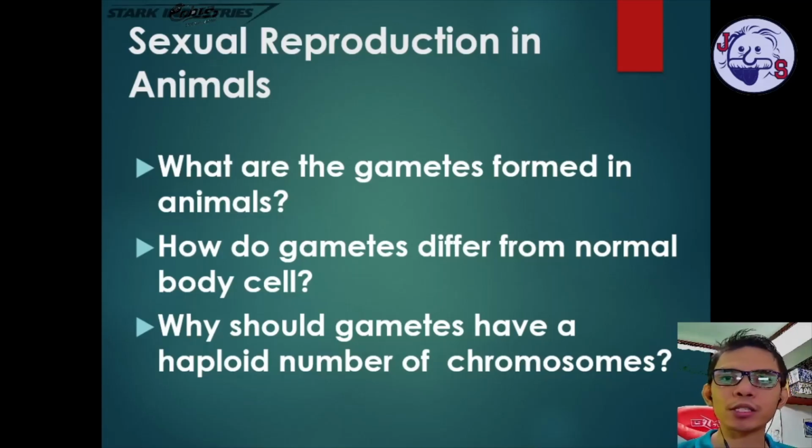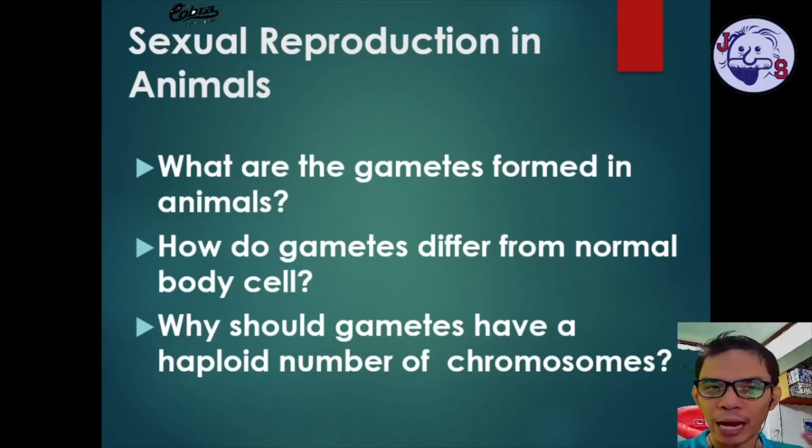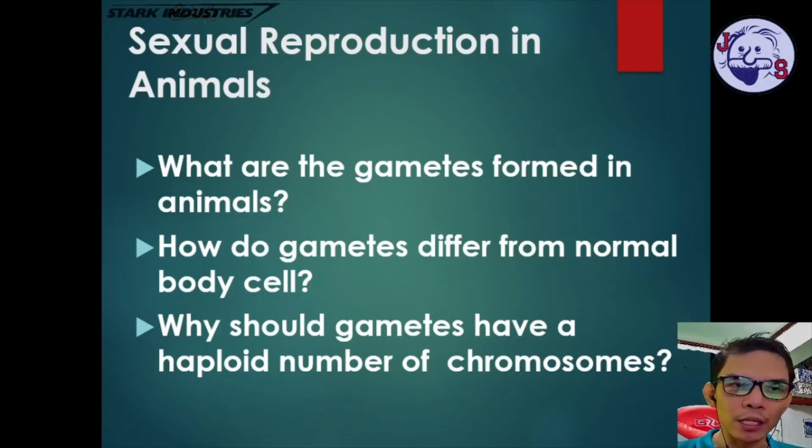The third question here is, why should gametes have a haploid number of chromosomes? What do you think? If you have an answer, just put it in the comment section below this video. You can pause this video while you are thinking of the answer. So, why should gametes have a haploid number of chromosomes? Number one is to maintain the number of chromosomes that is allotted to that particular organism.